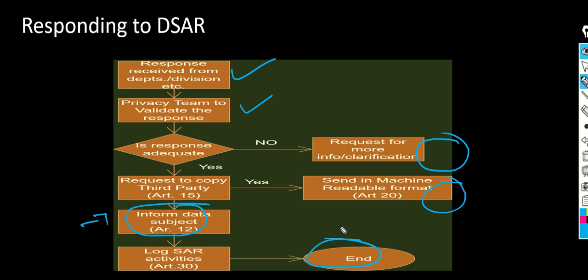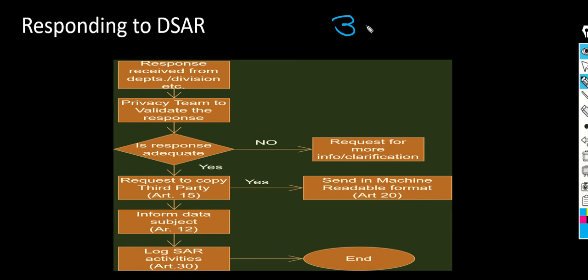So we need to close this cycle in 30 days. A maximum of 30 business days has been given to an organization to close the DSAR. In the 30 days, we need to close the DSAR, the data subject access request.